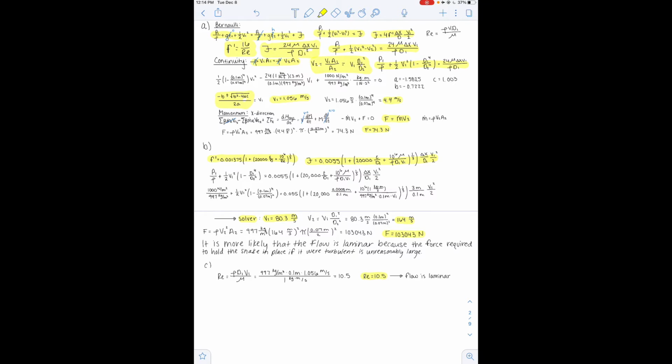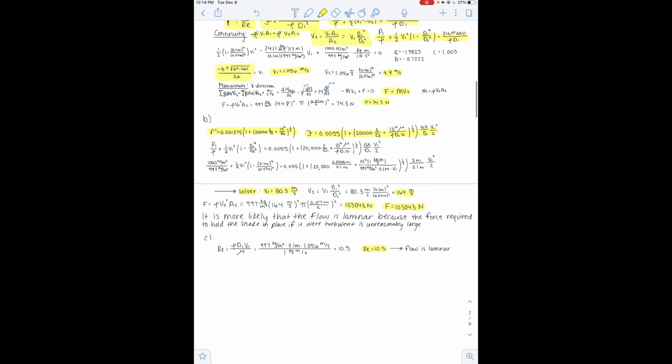Using V2 and the momentum balance shown above, we could then find the force needed to hold the snake in place, which was 103,043 newtons. Since the force for laminar flow was much smaller and more reasonable to hold a vomiting snake in place than the force for turbulent flow, we could assume that the flow was laminar. Then in part C, we calculated the Reynolds number, and from this we found that the Reynolds number was 10.5, which is indeed laminar flow.